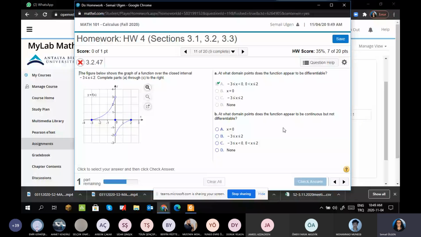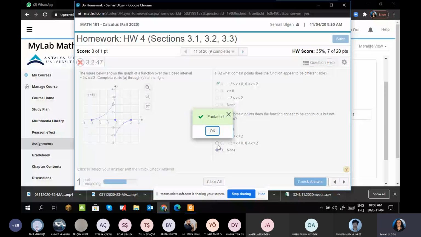Let's move to the next one. At what domain points does the function appear to be continuous but not differentiable? Actually, it's the same. It is continuous from -3 to 0, and it's continuous from 0 to 2. However, the answer is none, because we want it to be not differentiable. It's not differentiable at 0, but it's also not continuous there, so the answer is none, obviously.